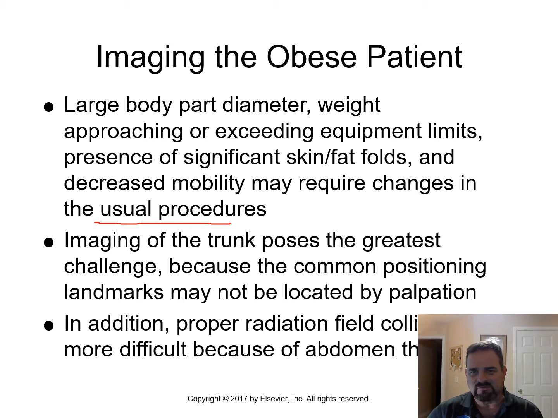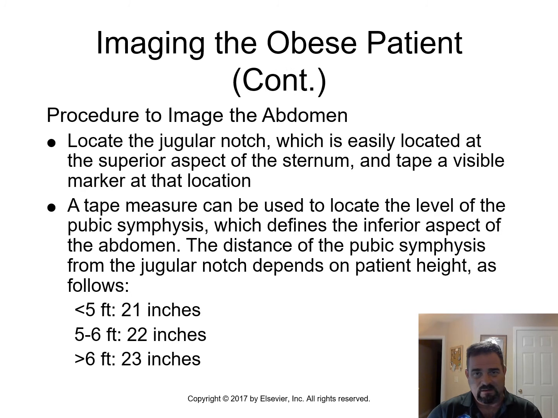So imaging of the trunk poses the greatest challenge because the most common positioning landmarks may not be located. You may have to really dig in there to find what you're looking for. In addition, collimation is very, very hard in larger patients because of the excess of tissue. All right, so let's talk about the procedure to image the abdomen in the obese patient.